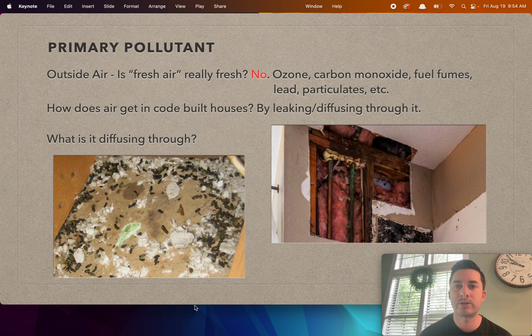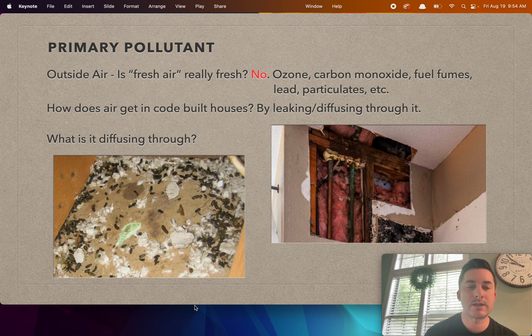So how does that not-fresh air get into these code-built houses, is what I'm going to call them, or traditional building method leaky houses? It comes in by literally leaking or diffusing through the building envelope and the materials that make up that envelope. So we have to ask, what is the air diffusing through?